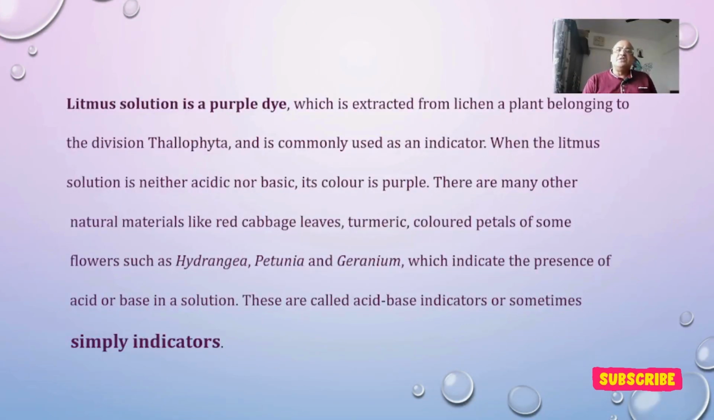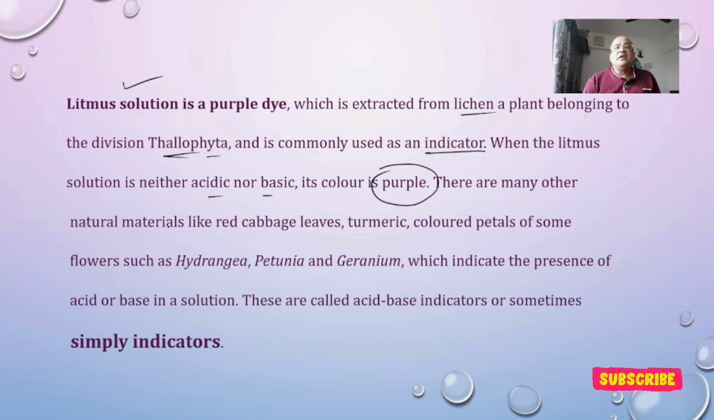Litmus solution is a purple dye which is extracted from the lichen plant belonging to a division of Thallophyta. You know, Thallophyta, Bryophyta, Pteridophyta are there, right? From that, the Thallophyta, it is derived. And it is commonly used as an indicator. It will indicate acids and bases very easily. When litmus solution is neither acidic nor basic, its color is purple. So the color of litmus paper that we need to remember is purple.